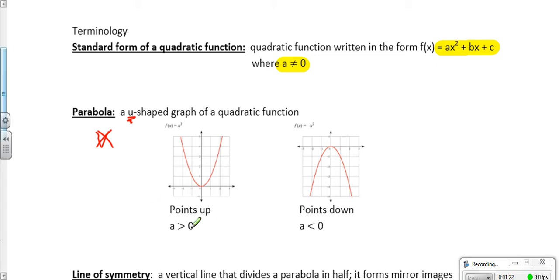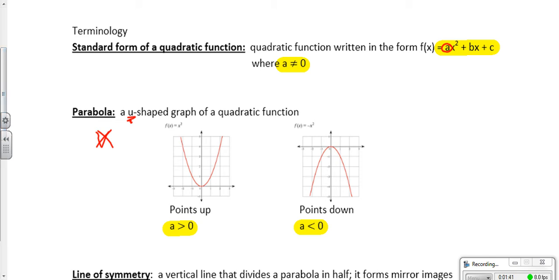Now, a very good observation to make early on is this. If a, and again we're talking about this number in front of x squared, if that number is positive, it's going to open upward. And if a is negative, then it's going to open downward.